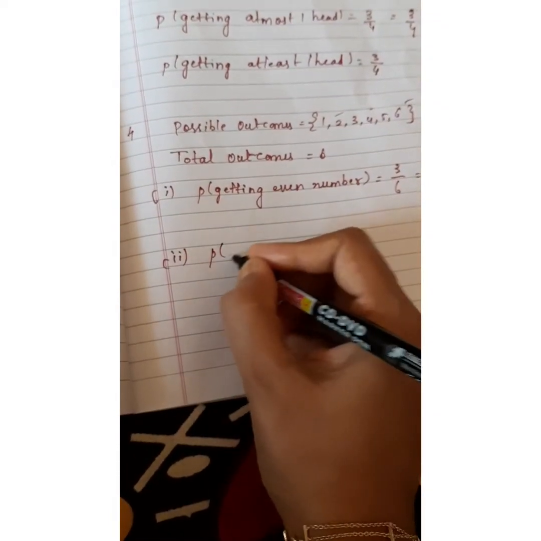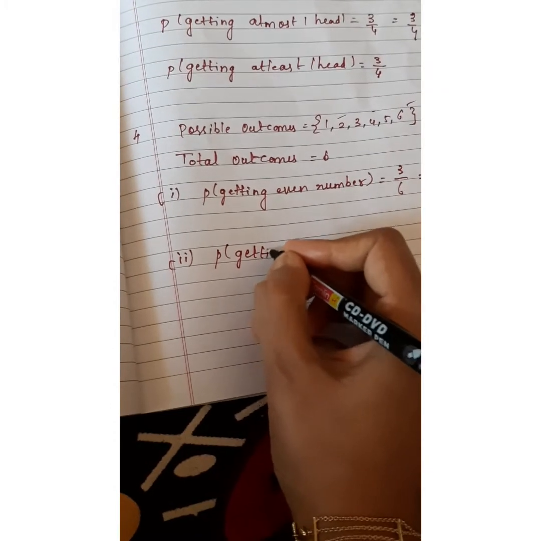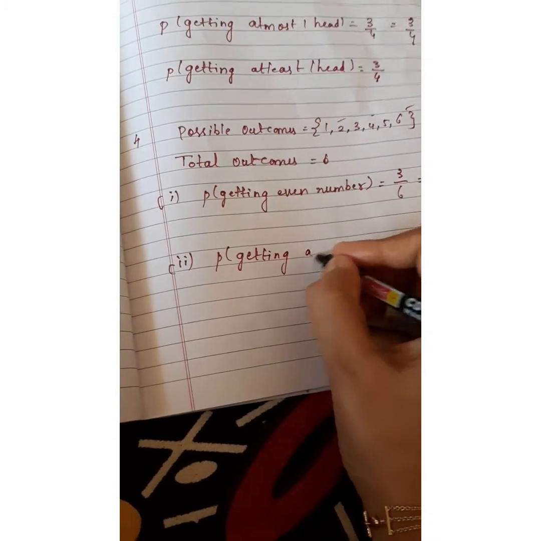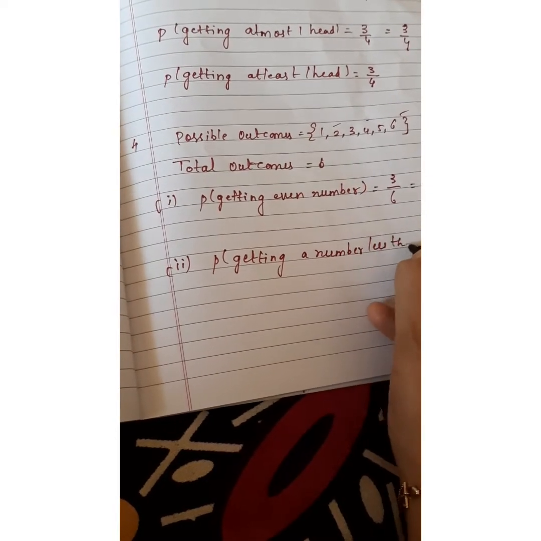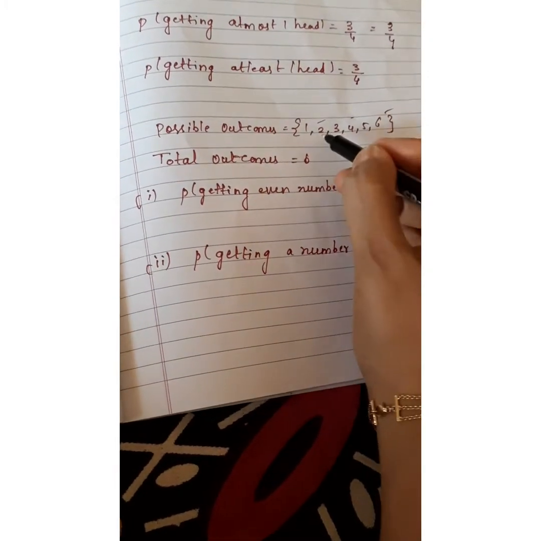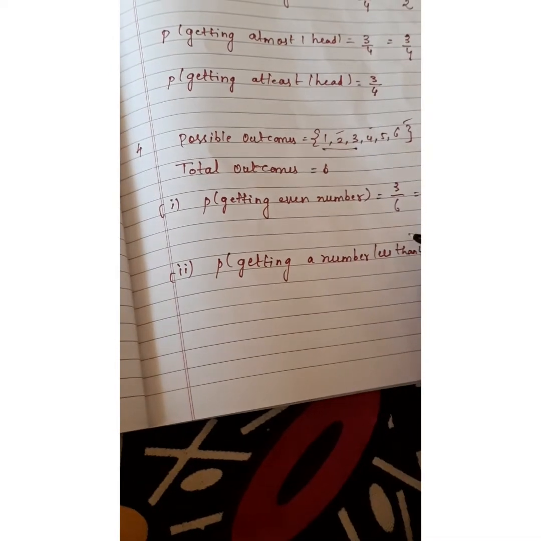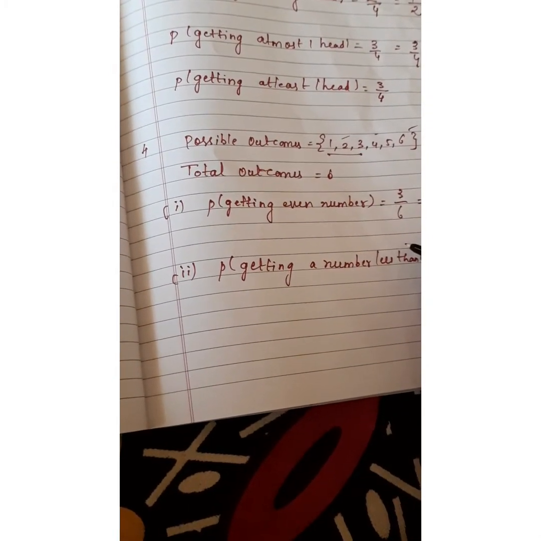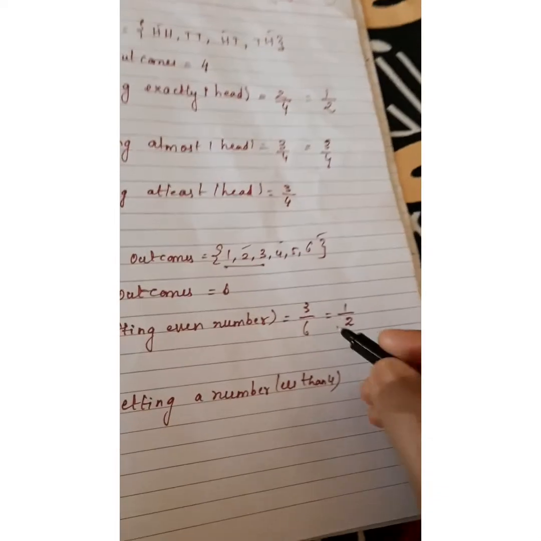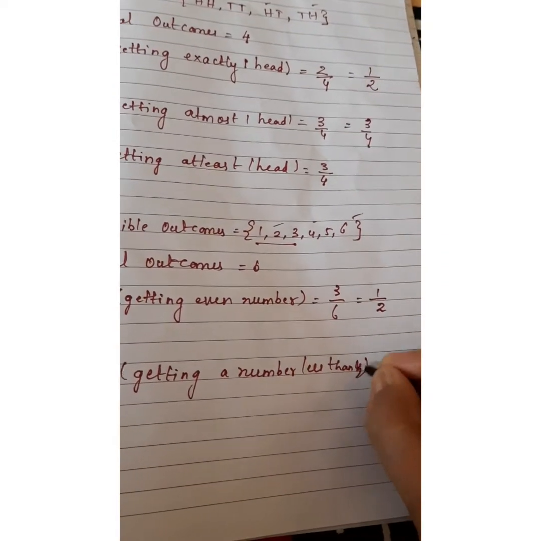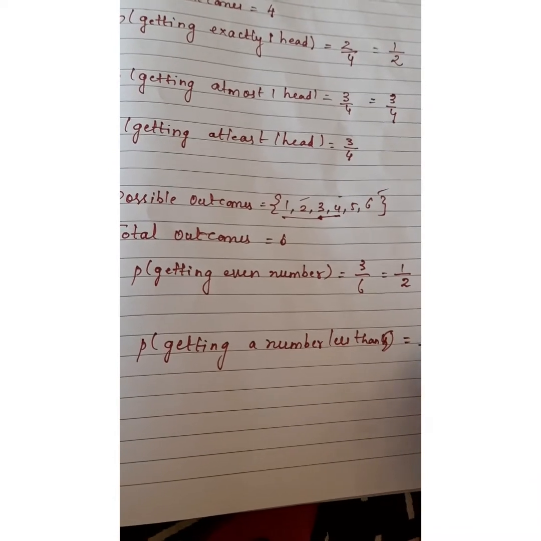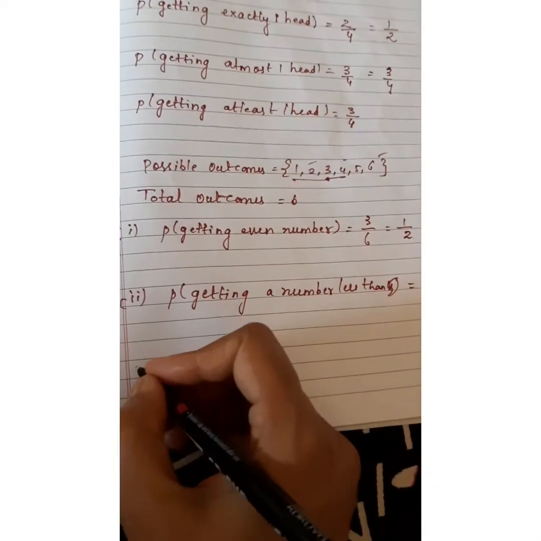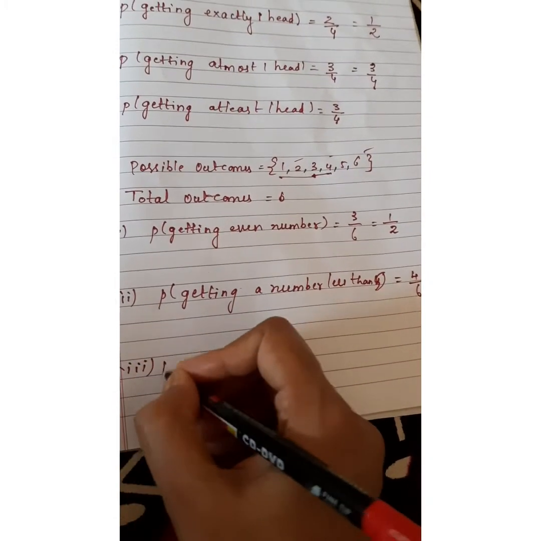Second part of question 4, probability of getting a number less than, it's not 4, it's 5. Probability of getting a number less than 5. So we should exclude 5. You know that less than 5 means 1, 2, 3 and 4. That's going to be 4 by 6, equal to 2 by 3.